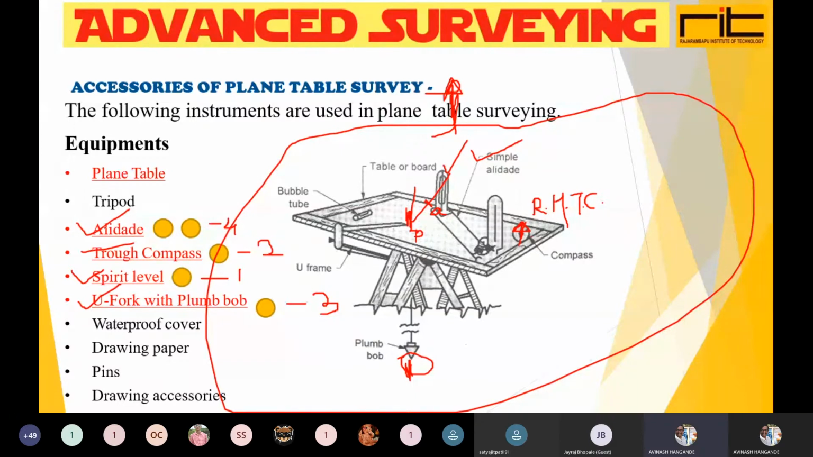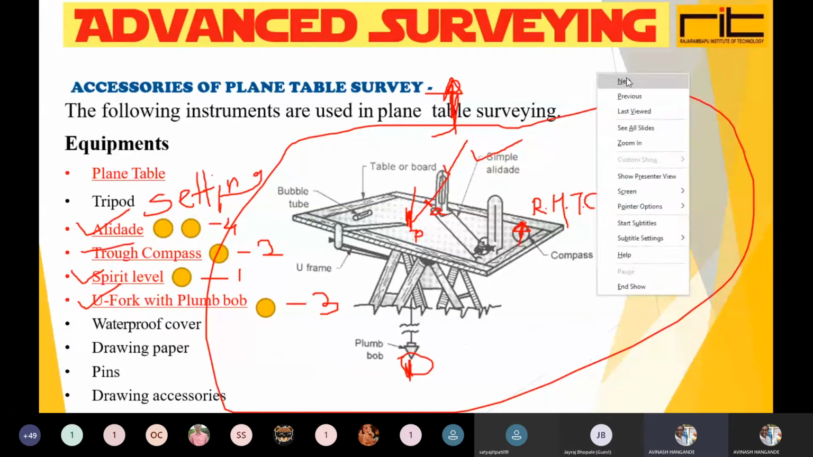So this is the sequence of your setting of the plane table. I hope you all understand what the accessories used are and what the use of each accessory is. Okay, so let us go.